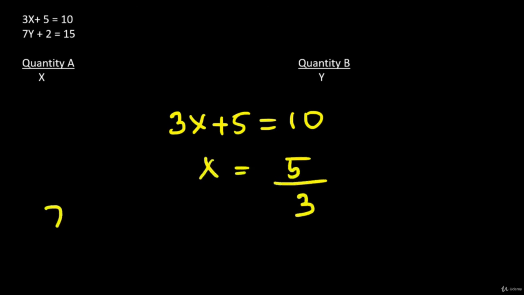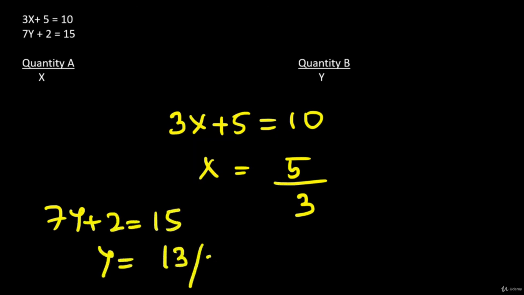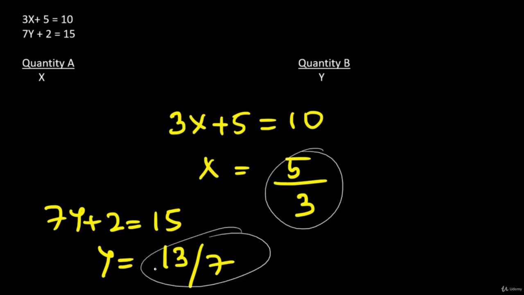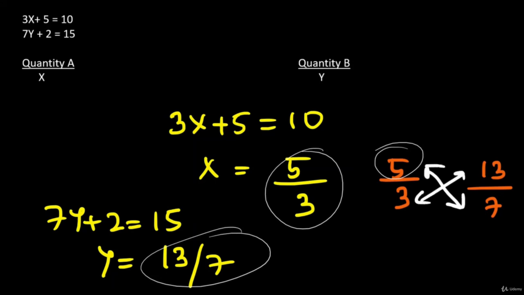Similarly, 7y plus 2 is equal to 15. Therefore, y is equal to 13 by 7 on solving. Now we have x as 5 by 3 and y as 13 by 7. We just need to find which among these two is bigger. For that, let's cross multiply. We multiply 5 and 7. That's 35, and we write it over here where the numerator is, right? And we multiply 13 and 3 and we write it over here. So 5 into 7 is 35 and 13 into 3 is 39.